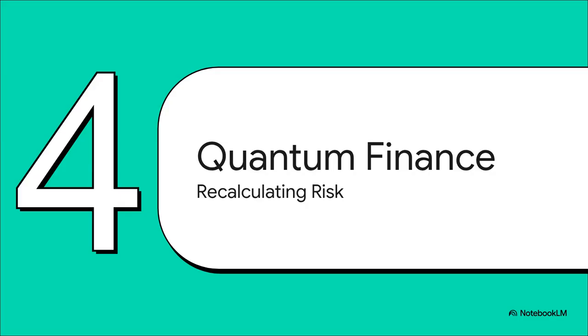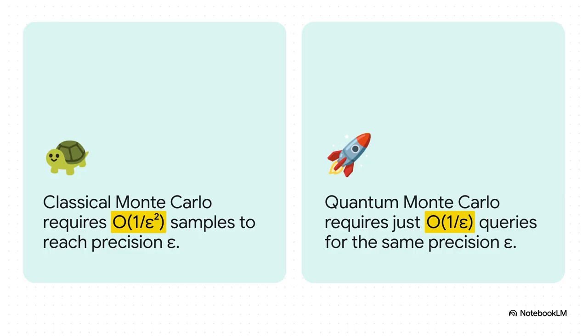Now, let's shift gears completely from materials science to Wall Street. It turns out the same principles of quantum simulation can be used to completely recalculate risk and reward in the financial world. The key advantage here is something called a quadratic speedup. Let me break that down.